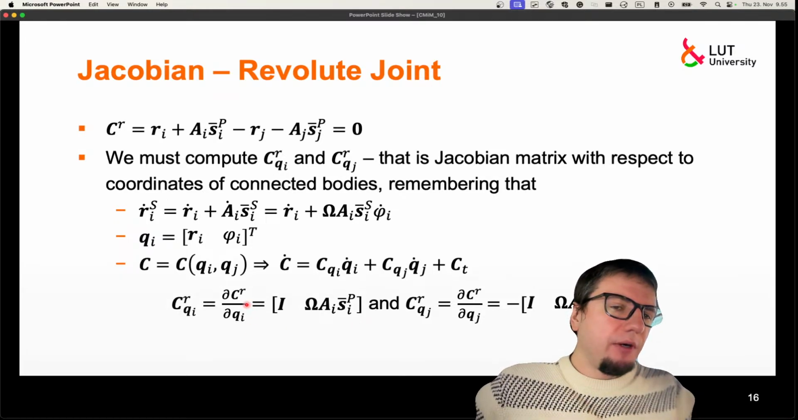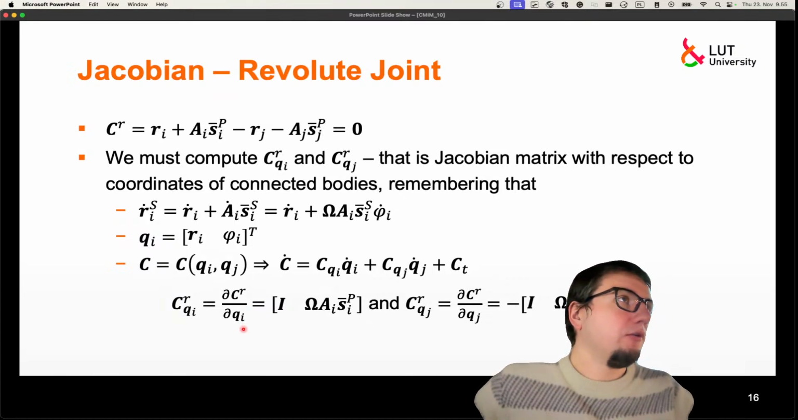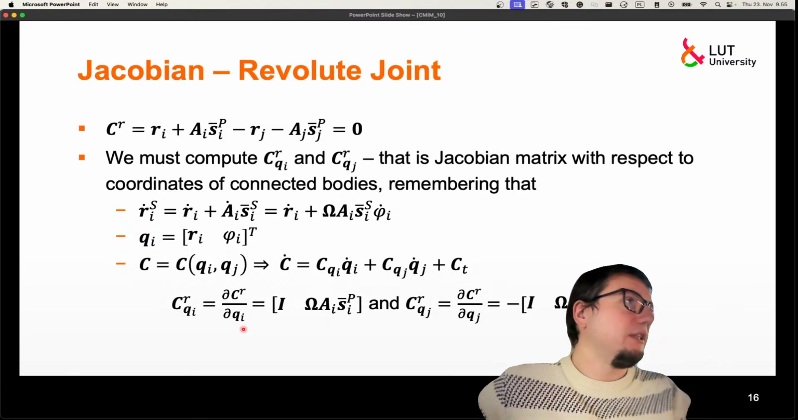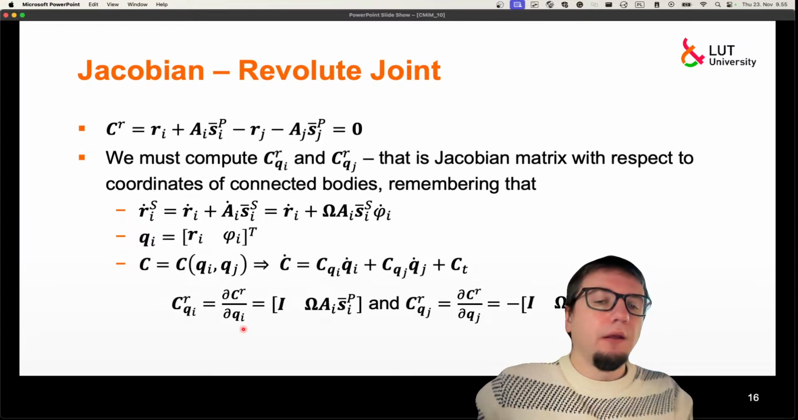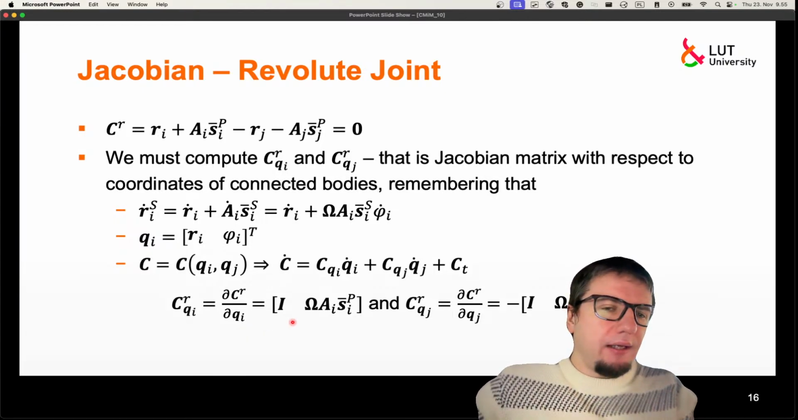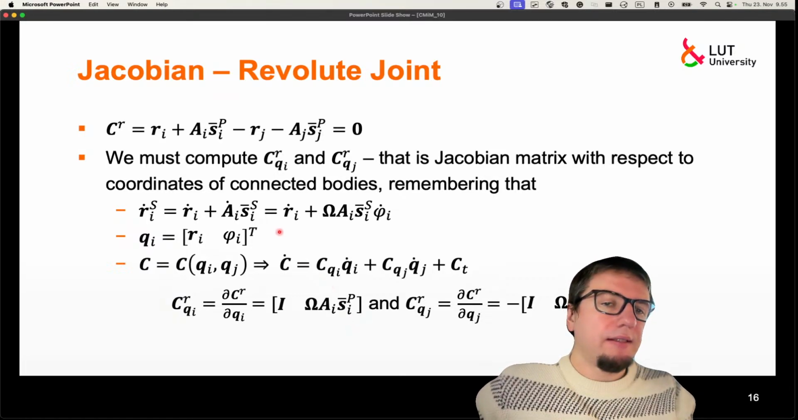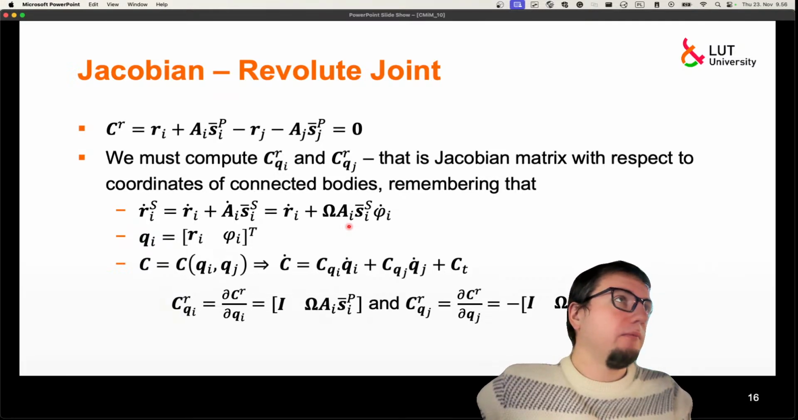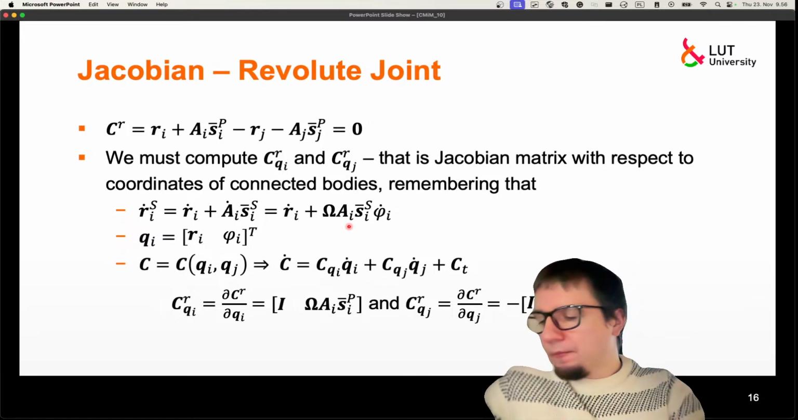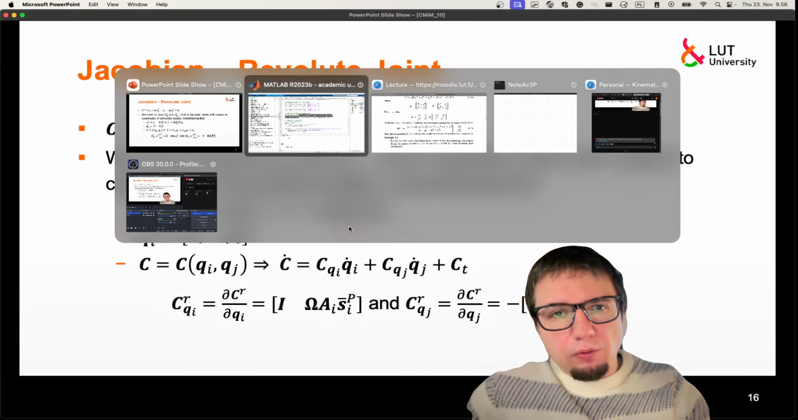So here is partial Cr, partial Qi. Qi means coordinates of body i, because for all other bodies we have only zeros. And here is I and this omega Ai Sip. It's taken from here and here. Do you understand where it came from? Or is it better to write it in more detail? Okay, to be sure that we know where it came from.